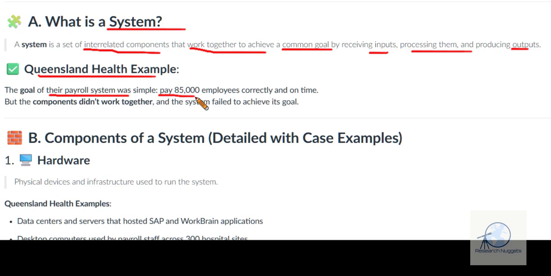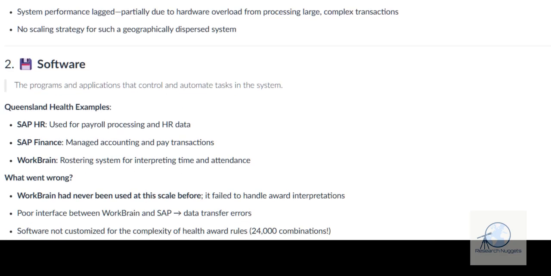However, this never materialized. And the reason is because the components failed to work together. And that's the reason as to why a number of employees ended up being overpaid, other employees ended up being underpaid, other employees failed to even be paid.